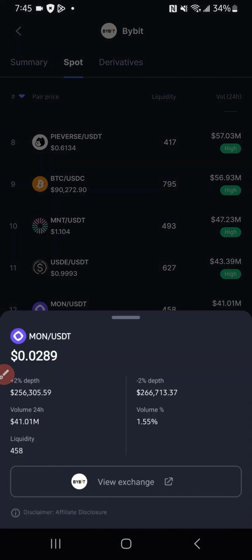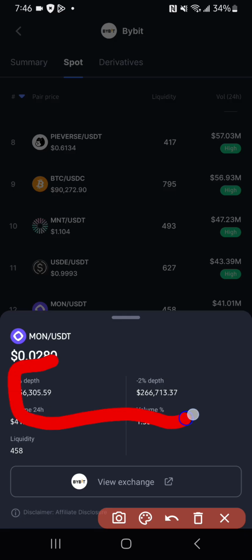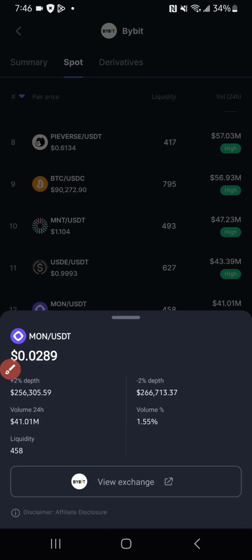So once you click on it like this, you get to realize that there is some information here, like the depth, which is the plus 2% depth and the minus 2% depth. These depths are very similar here, which invalidates this strategy. So when you're looking out for this, the depth should be very much higher. This plus 2% depth and minus 2% depth, make sure that the difference is very huge.